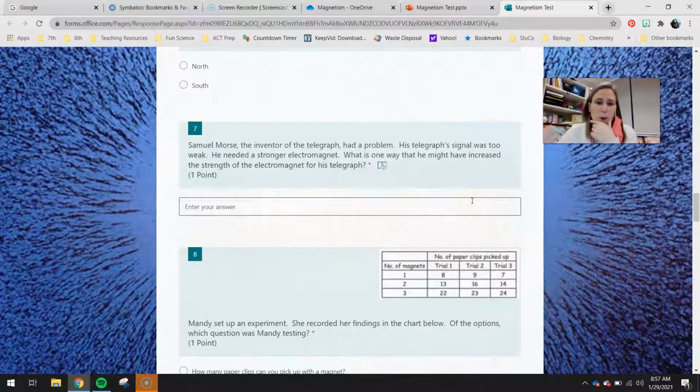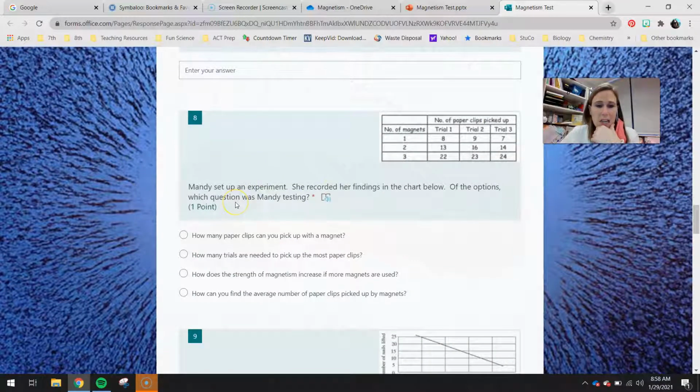Okay. Samuel Morse, the inventor of the telegraph, had a problem. If you have ever messed around and made a telegraph, or if you know anything about it, it's all based on electromagnetism. His telegraph signal was too weak. He needed a stronger electromagnet. What is one way that he might have increased the strength of an electromagnet for his telegraph? Really think back to what we did with the electromagnet lab and our fishing derby and how you can make a stronger electromagnet.